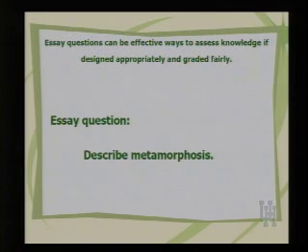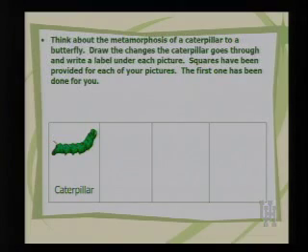Okay. So it's not detailed enough. It's not clear. The students aren't going to understand exactly what you want. Instead, maybe we could have something like this. Think about the metamorphosis of a caterpillar to a butterfly. Draw the changes the caterpillar goes through. Write a label under each picture. Squares have been provided for you so they know exactly how many steps you're looking for. And the first one has been done for you.